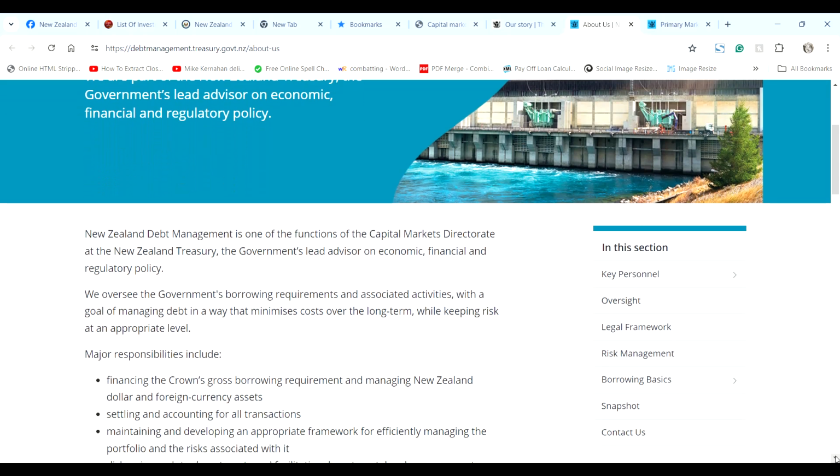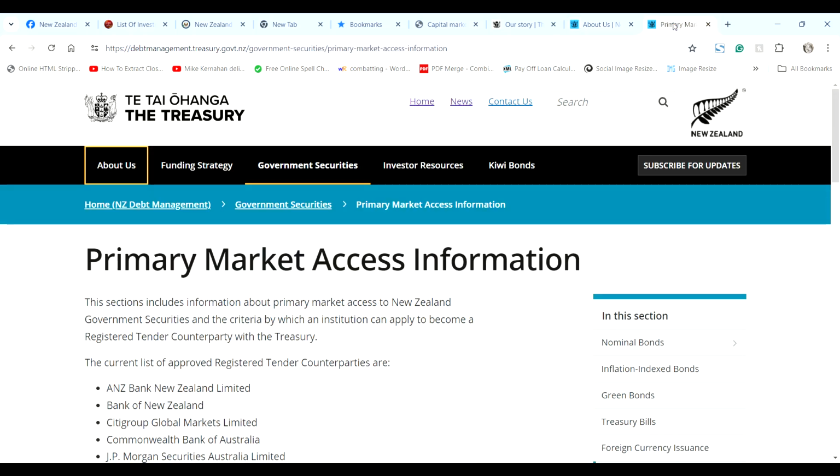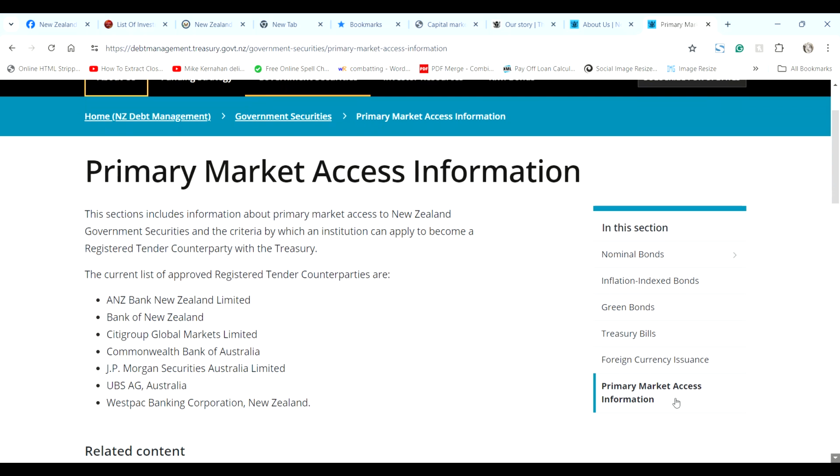We oversee the government's borrowing requirements and associated activities with a goal of managing debt in a way that minimises costs over the long term while keeping risk at an appropriate level. And as I mentioned earlier in this video, in the document from the Reserve Bank explaining how the internal institutions that have accounts with the Reserve Bank are refinanced by investment banks external of New Zealand, the Debt Management Office keeps a list of those approved registered tender counterparties. And at present, it is this. In the past, I haven't looked at this for a while to be honest, but in the past it used to be all foreign investment banks, but I see now that there are some New Zealand banks creeping in, and giving earlier on in the video what they said about universal banks.